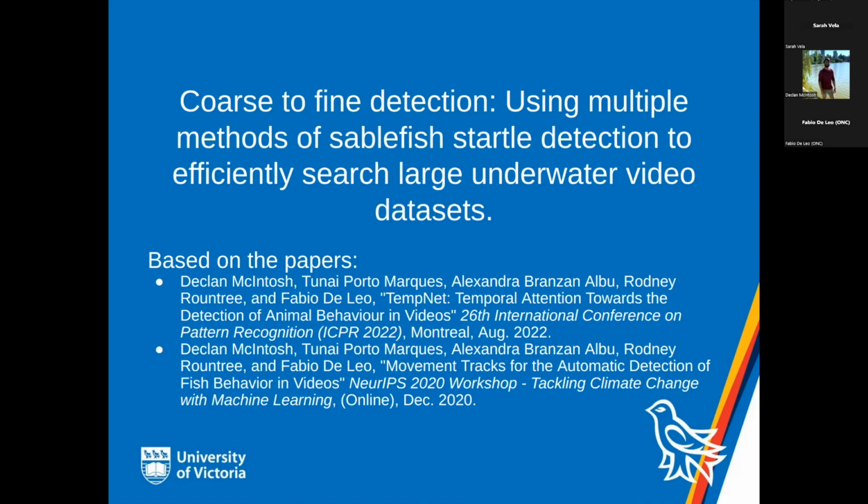Alexandra Albu. So what I'm going to talk about a little bit today is coarse-defined detection using multiple methods of Sablefish startle detection to efficiently search large underwater video datasets.